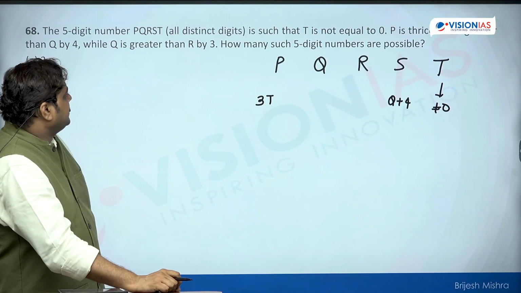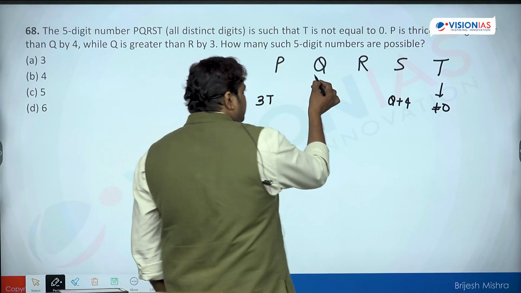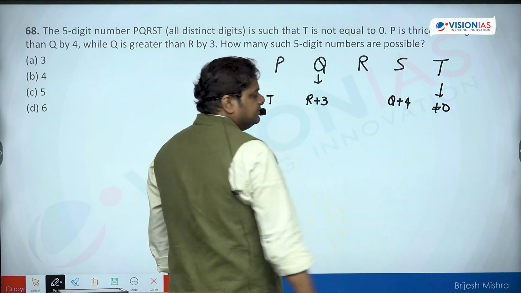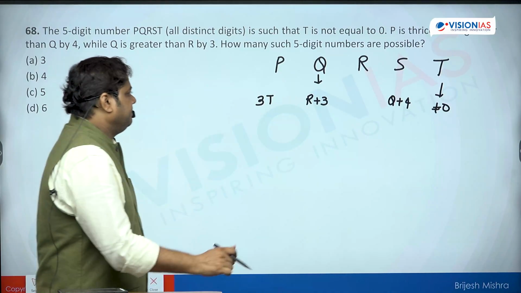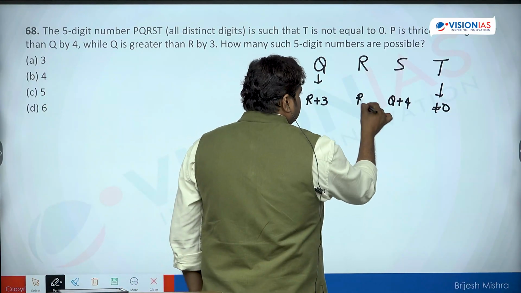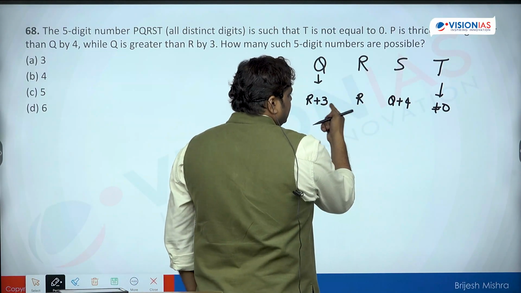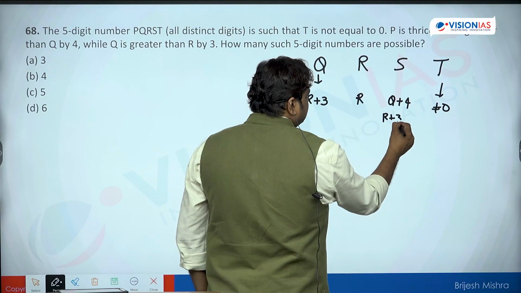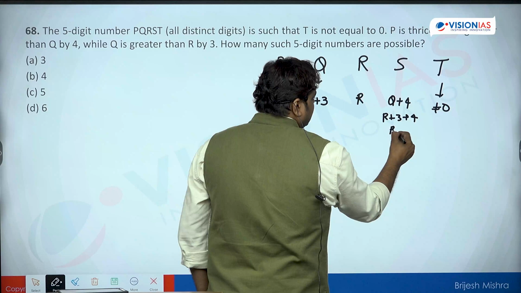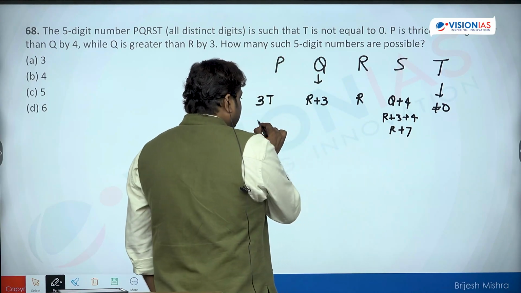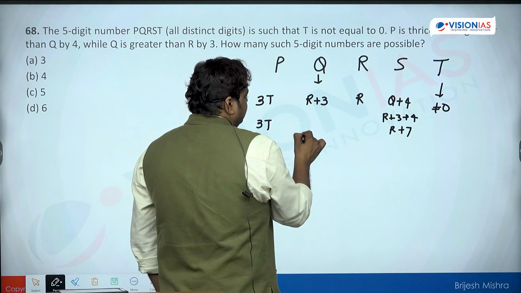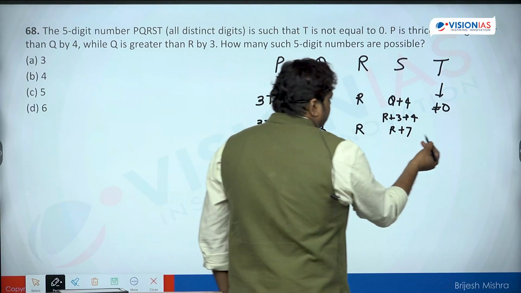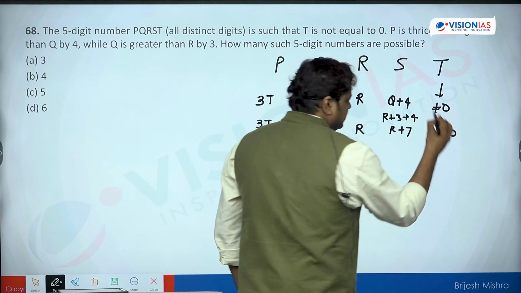While Q is greater than R by 3, Q is R plus 3. R is R only. So now Q's value is R plus 3. So we can write S's value: in place of Q I wrote R plus 3 plus 4. What are we getting? R plus 7. So we are getting the numbers this way: 3T, R plus 3, R plus 7, and this is not equal to 0.